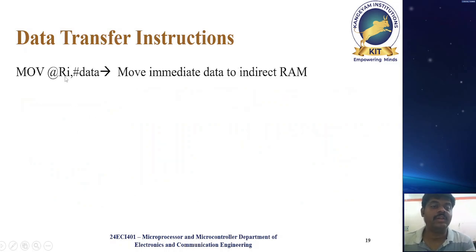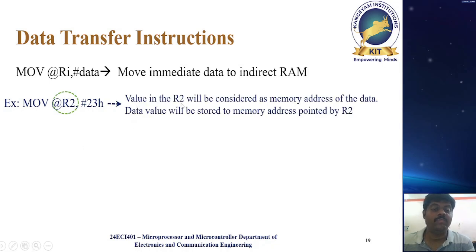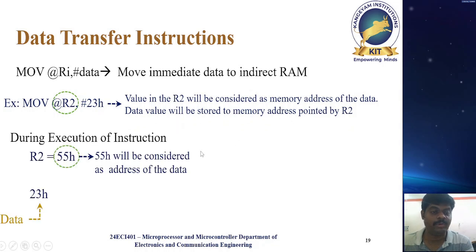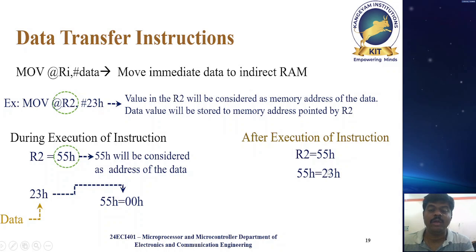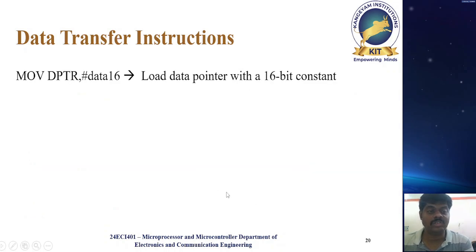Next, data transfer MOV @Ri comma #data. Hash means immediate processing. Whatever this 23 is will be loaded to the memory address pointed by R2. The value in R2 will be considered as the memory address of the data, so data will be stored to the memory address pointed by R2. Suppose R2 is 55 and 23 is our immediate data. 55 initially has 00. After executing, 55 will have 23 because this immediate data goes to this memory location. This is what happens in this instruction.